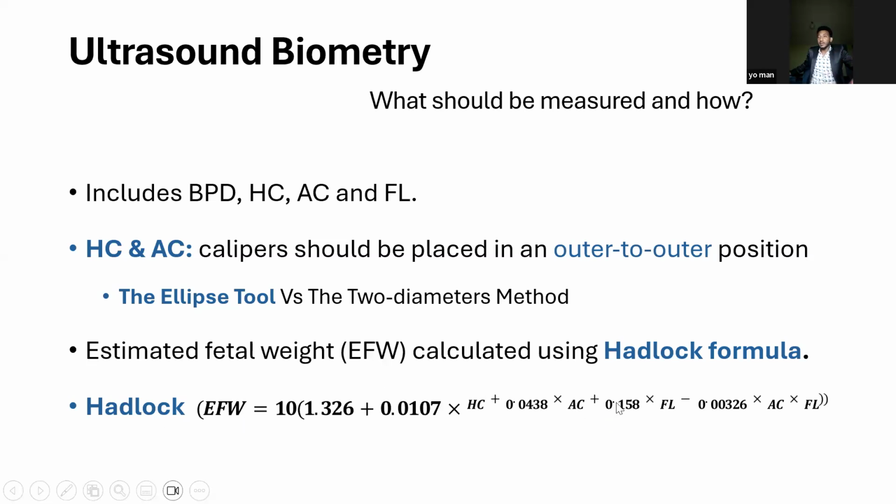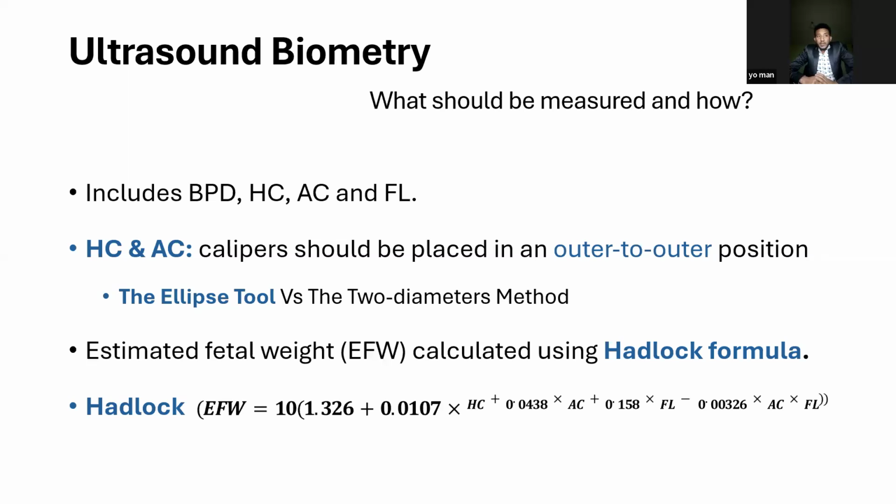So the Hadlock formula accounts only for the HC, AC, and FL apart from the BPD, because BPD is much affected by head shapes like dolichocephaly or brachycephaly. If the fetus has those head shapes, it will affect the overall estimation of the estimated fetal weight. So the most recommended formula is this, and a lot of scholars agree on that.